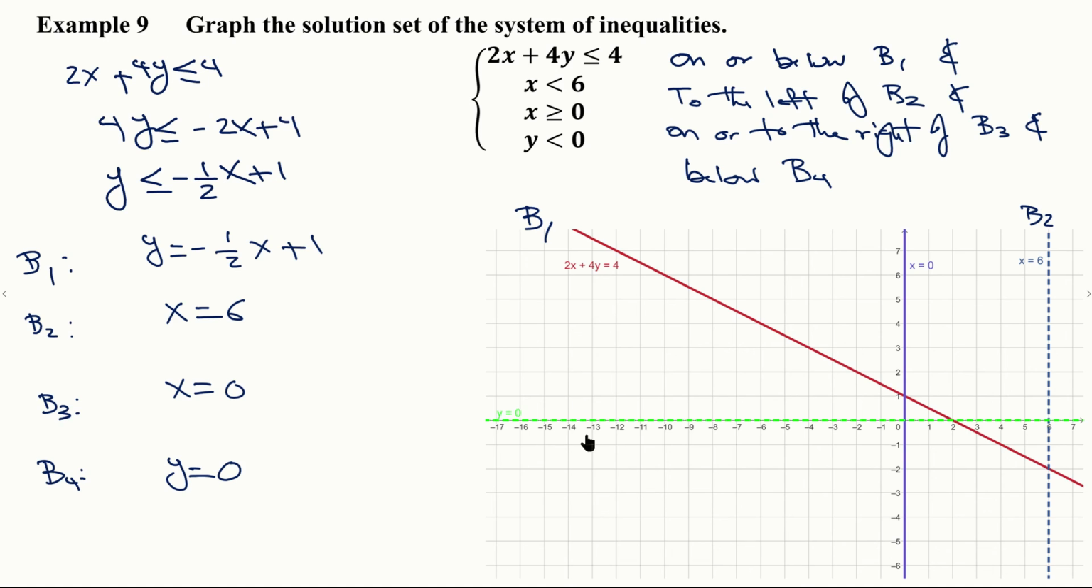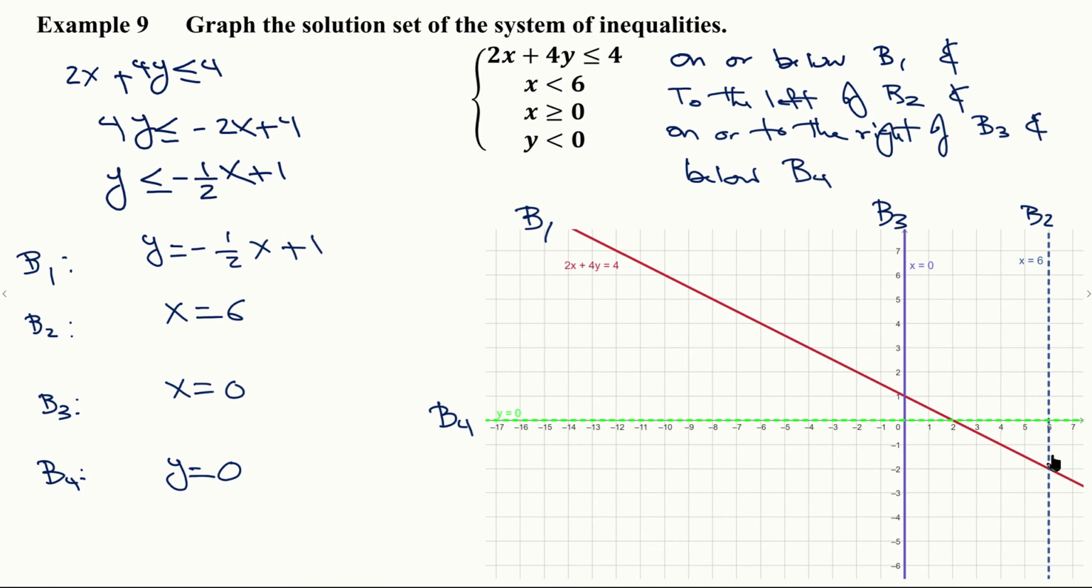B3 is the y-axis, sorry, the line x equals 0. And B4 is the x-axis, the line y equals 0. All right, so we want to be on or below B1.